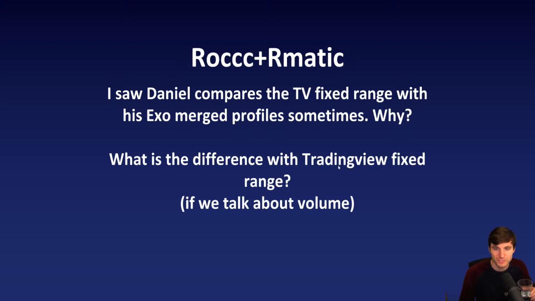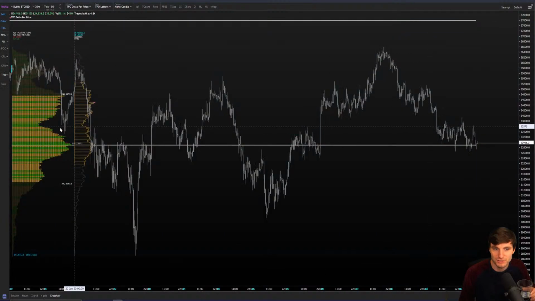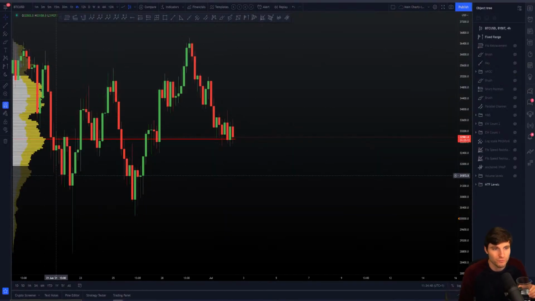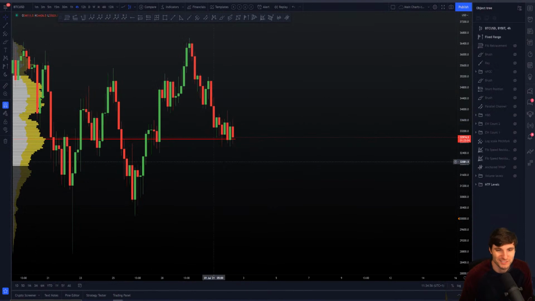The difference is it should in theory be similar the majority of the time, but the way the volume is calculated, they have different calculations, and EXO is just more precise with the way it's calculated. So I would personally always trust EXO, and then it's just nice to back it up with this. Or some people that don't have EXO charts, for example, or they only have this.